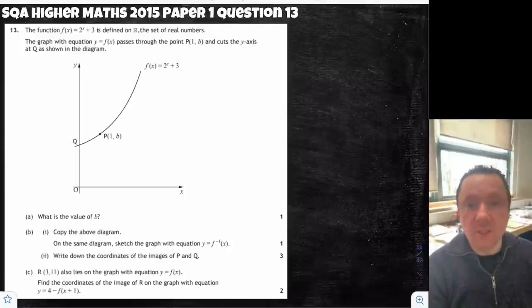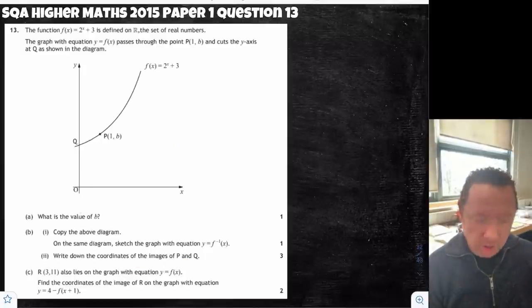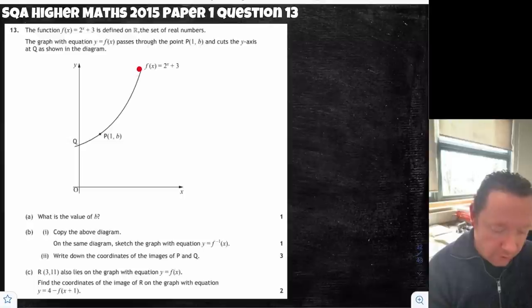down the coordinates of the images of P and Q. What it means by the images of P and Q is what does P and Q become in the inverse function? So this is an exponential, so the inverse function is a log. So we need to reflect that in the line y equals x. So let's just go ahead and do that.